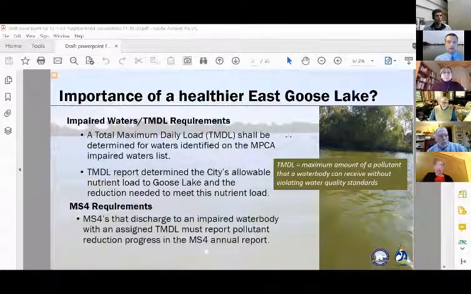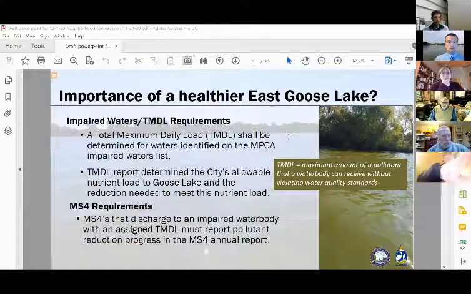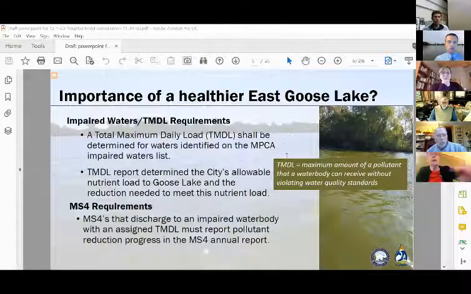And that is that it's on the impaired waters list. The city of White Bear Lake has a responsibility to the state of Minnesota as a state water body to work towards significant improvement of the water quality of this impaired lake and to meet a total maximum daily load nutrient reduction limit.